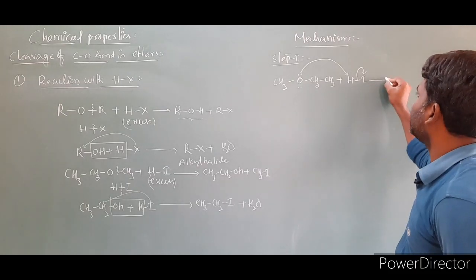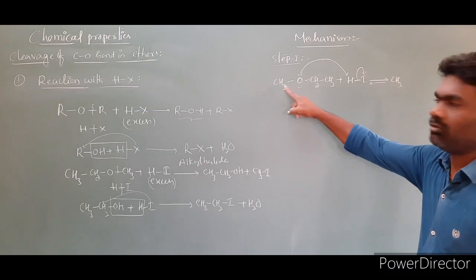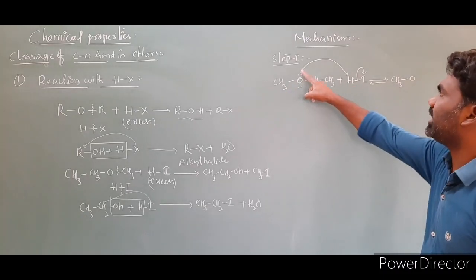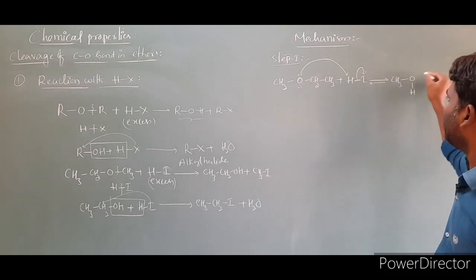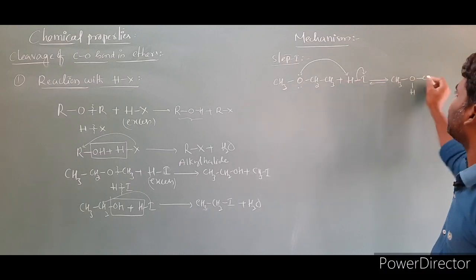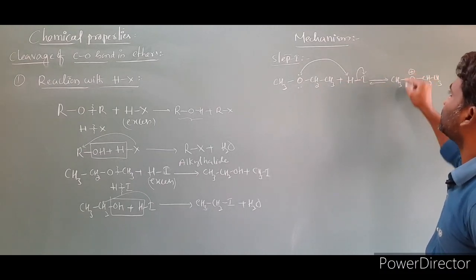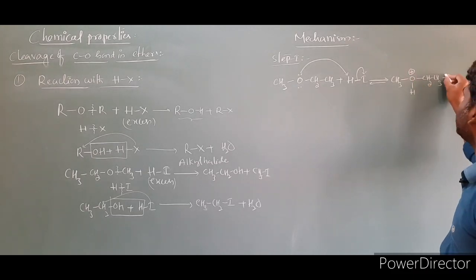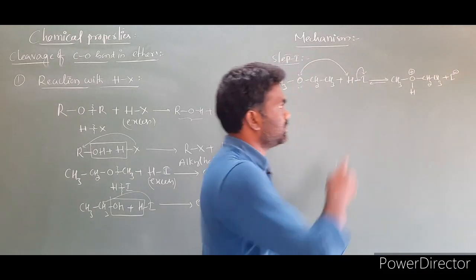Then the product is CH3 O, where the lone pair attacks this hydrogen and is bonded to it, and the remaining part is CH2 CH3. Oxygen has three bonds, 1, 2, 3, with a positive charge, and the remaining species is I minus, iodine with a negative charge. That is step 1.